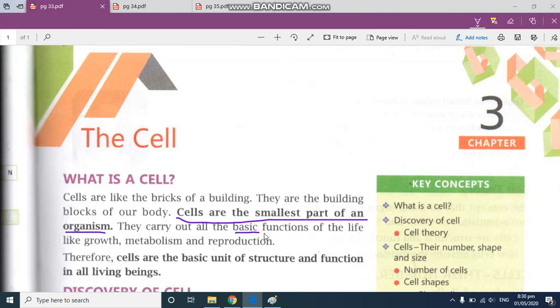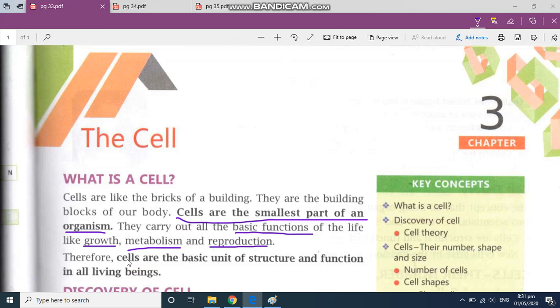And all the basic functions of life, like growth, metabolism, and reproduction, take place in a cell. Growth is one cell multiplying into two, and then two into four, and like this it goes on. And metabolism means all the life processes which take place in a living body can also take place in a single cell. Cells divide to form two cells and then further. This multiplication of the cell is known as reproduction.